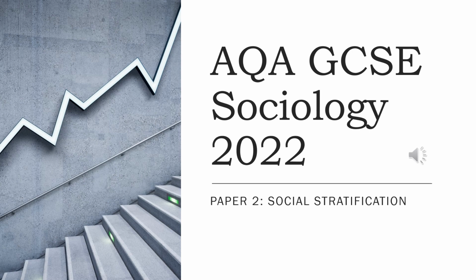This is our last instalment, the final topic of the GCSE. So at the end of paper 2, we have social stratification.